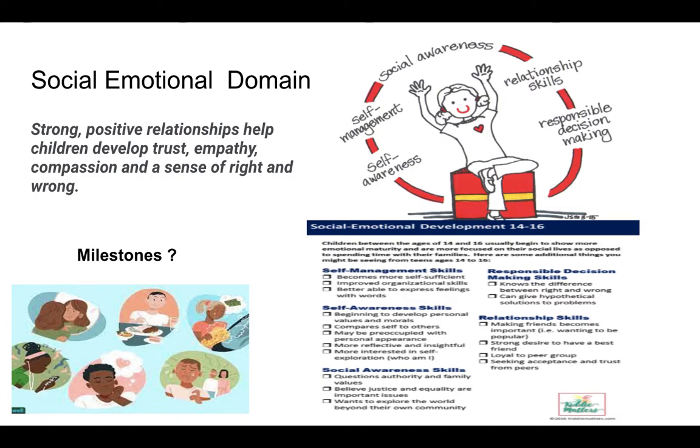So then, the social emotional domain. Strong positive relationships with children develop trust, empathy, compassion, and a sense of right and wrong. Now, I've been talking about the different stages of all of these ideas, and the social emotional stage is the one that really kind of stuck with me. And I tried to find a chart that would relate to my age group, which is my middle school students, and they're 12 to 14 years of age. Now, at this point, I told you they're noticing their appearance more so than they are worrying about walking and tripping over their feet per se.